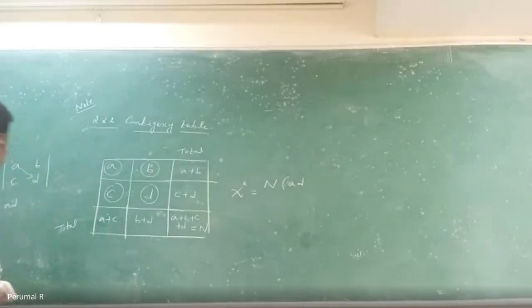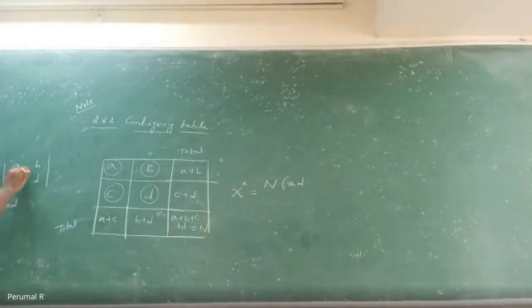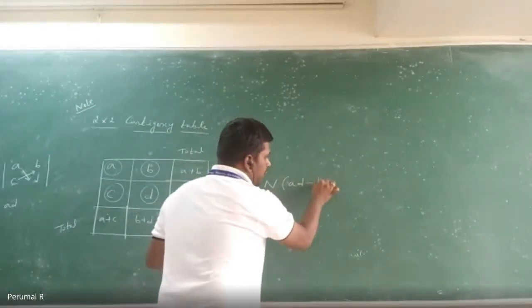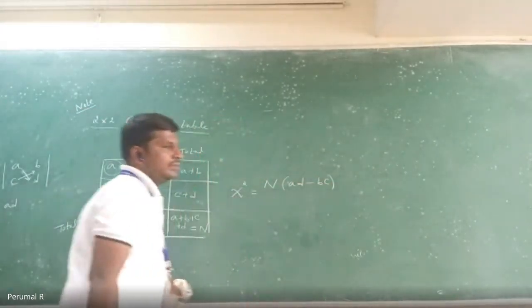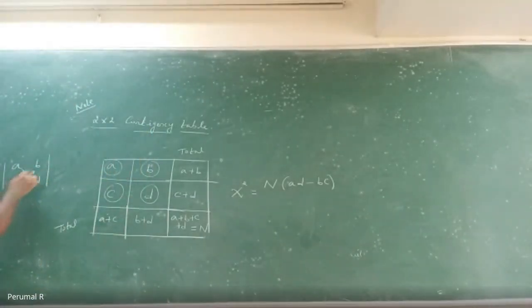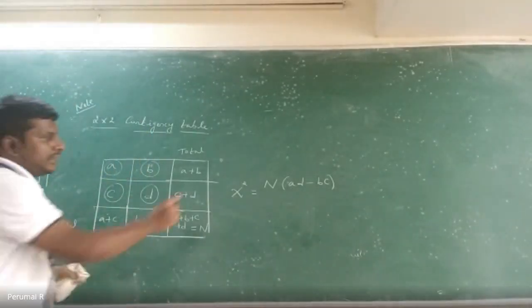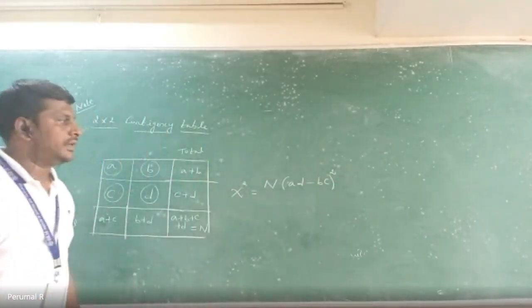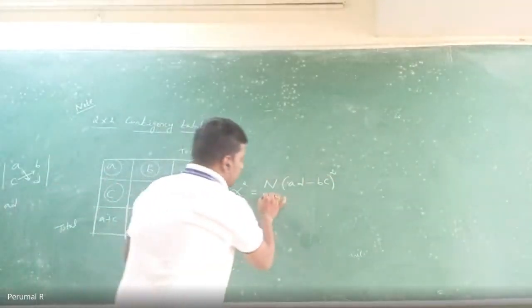Next you can multiply b into c. So if you are expressing the determinant on that side, you can get ad minus bc. So a into d, then minus b into c. That you have to find out. You can put the square: N into (ad minus bc) whole square.